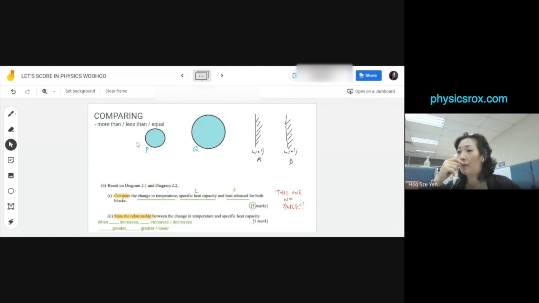If the question asks you to explain, then you need to give the reasons. And depending, sometimes if you explain the process, then you need to describe the process: 1, 2, 3, 4.